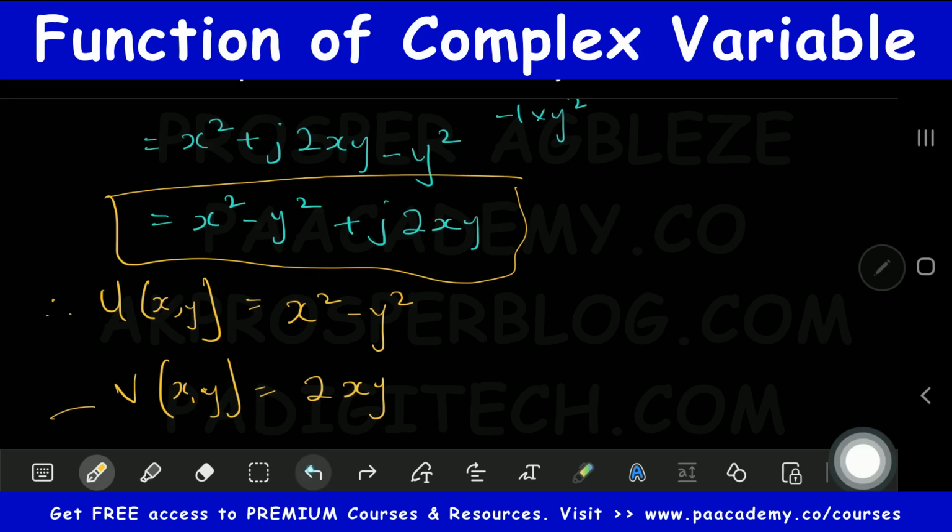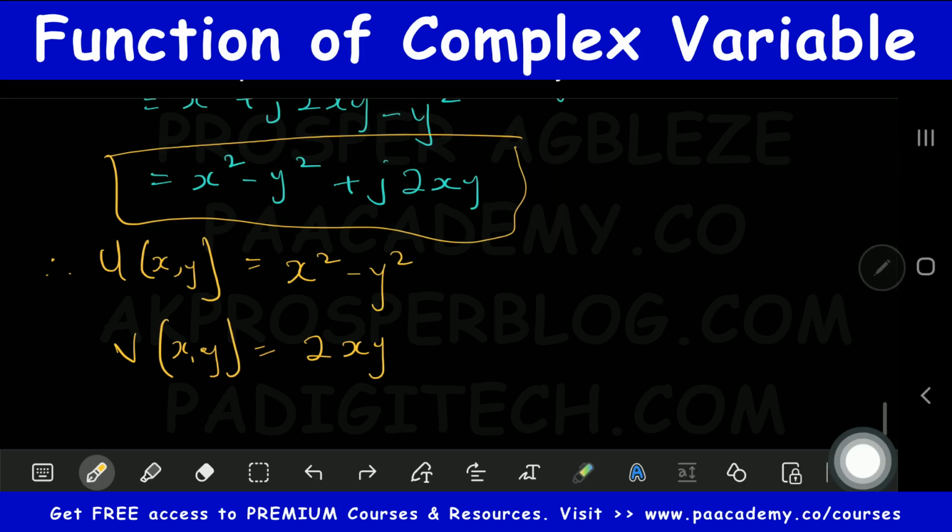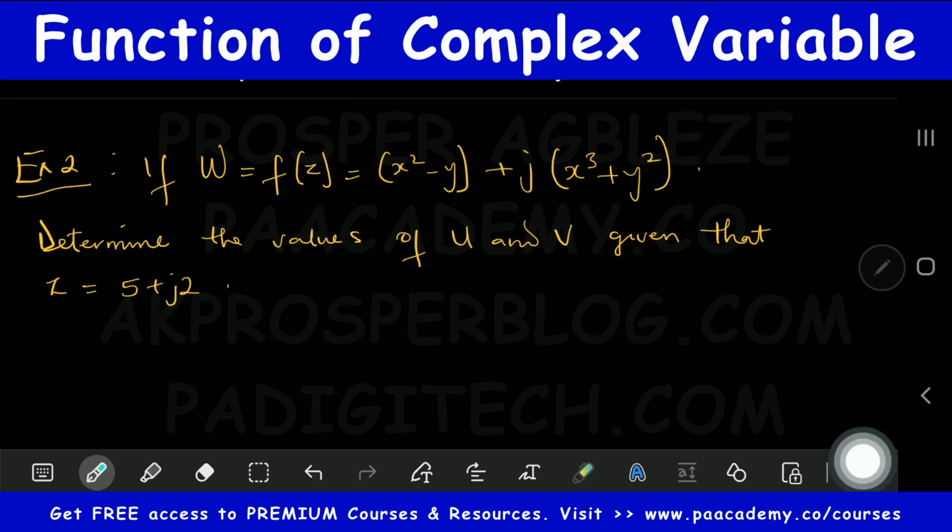Okay, so with that now, we've been able to solve that question. So now let's look at another example, which is example 2. It says if w is equal to f of z, which is equal to what we have right here, determine the value of u and v given that z is equal to 5 plus j2.